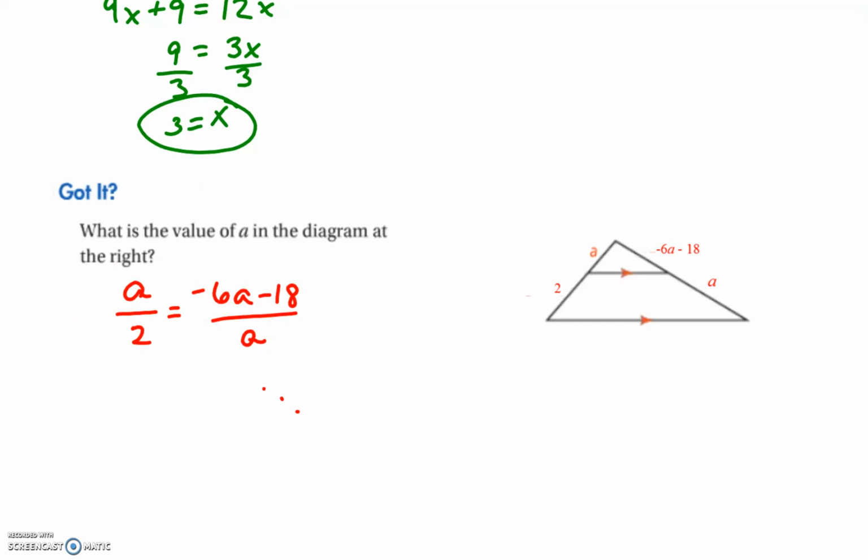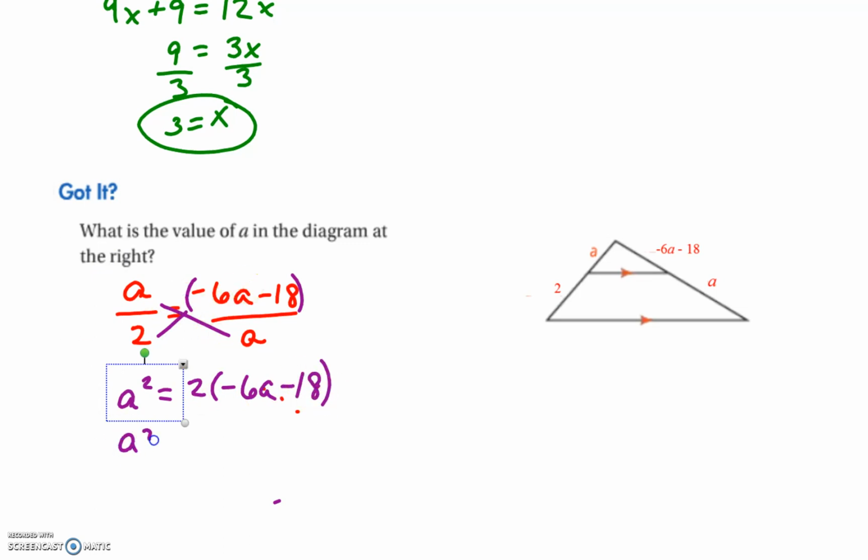And, alright, so let's go through. We're going to cross multiply. A times A, that's A squared. And then 2 times this entire thing over here, we're going to have to distribute. Okay, now notice that it's a quadratic. So start by setting it equal to 0 and pause the video now, and when you're ready to see if you got the right answer from the quadratic, press play.